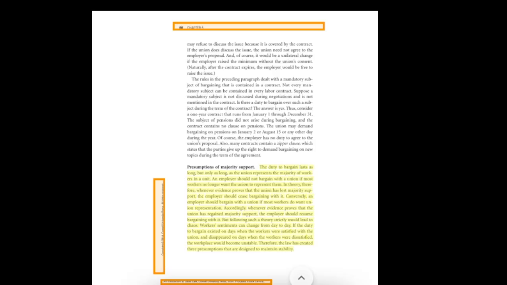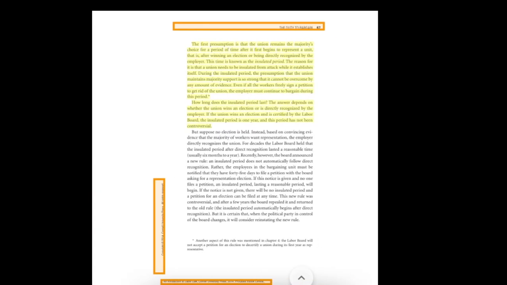Workers' sentiments can change from day to day. If the duty to bargain existed on days when the workers were satisfied with the union, and disappeared on days when the workers were dissatisfied, the workplace would become unstable. Therefore, the law has created three presumptions that are designed to maintain stability. The first presumption is that the union remains the majority's choice for a period of time after it first begins to represent a unit, that is, after winning an election or being directly recognized by the employer. This time is known as the insulated period. The reason for it is that a union needs to be insulated from attack while it establishes itself.